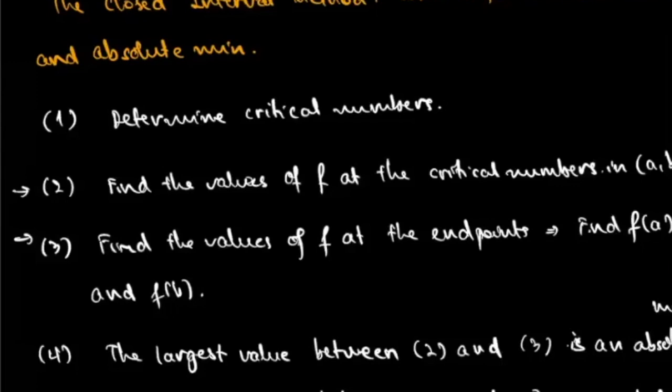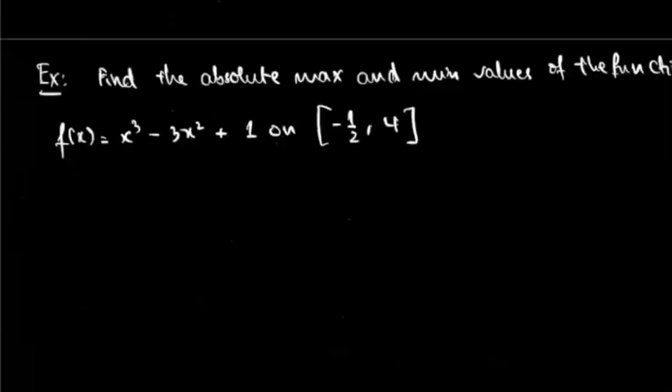And then you make the comparisons between the outputs you get from the critical numbers and the outputs you get from the endpoints. The largest value is the maximum value, and the smallest value is the minimum value. Okay. So let's do that first.